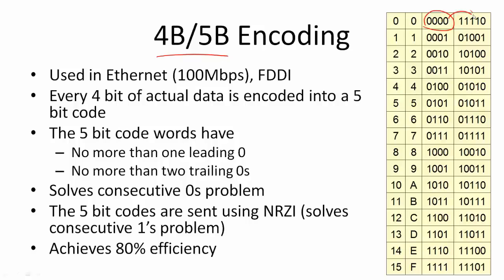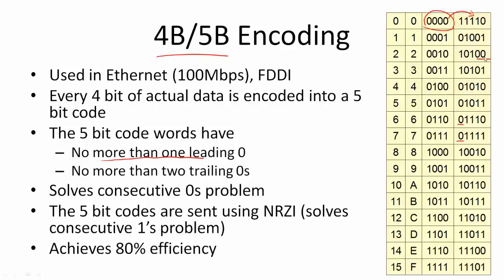So if you see this table, you will see a certain pattern that these 5-bit code words follow. One is that there are no more than one leading 0. In other words, they always have only one 0 at the beginning. There won't be 2 zeros. And there are no more than 2 trailing zeros. In other words, you won't see 3 trailing zeros.